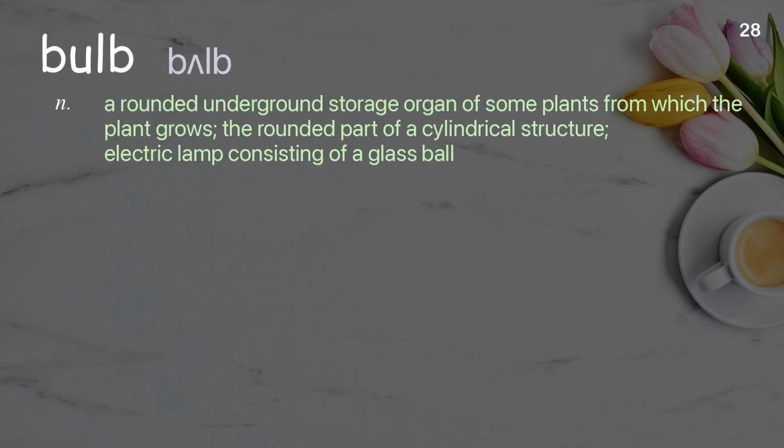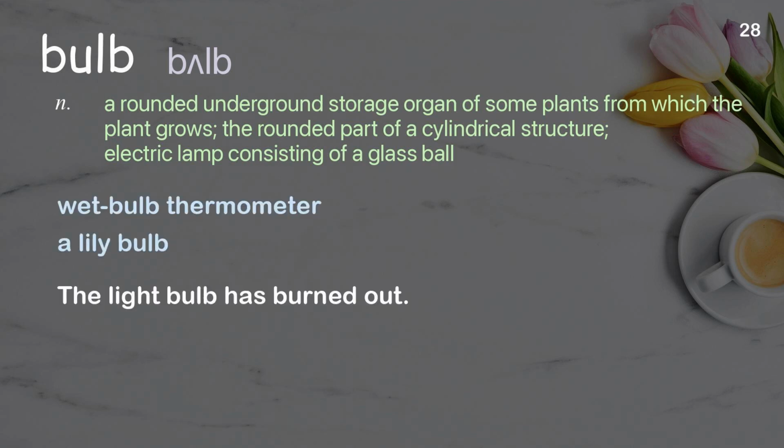Bulb. A rounded underground storage organ of some plants from which the plant grows, the rounded part of a cylindrical structure, electric lamp consisting of a glass ball. Examples. Wet bulb thermometer. A lily bulb. The light bulb has burned out.